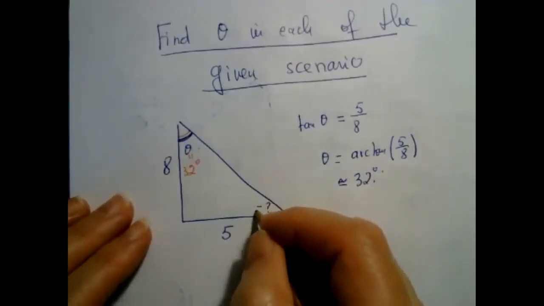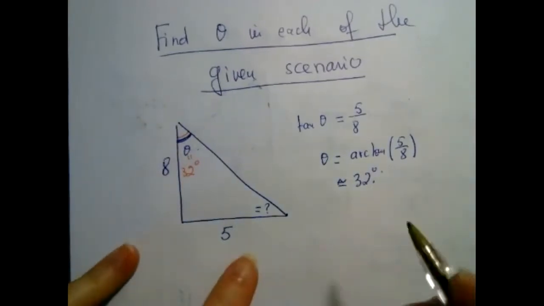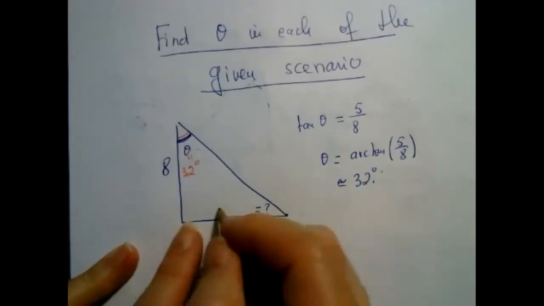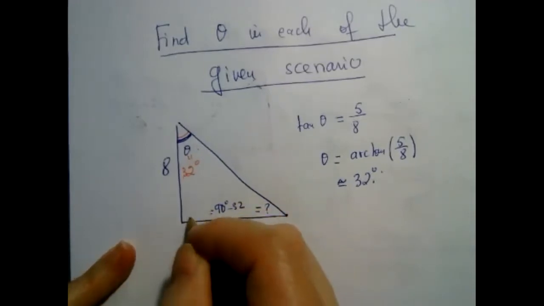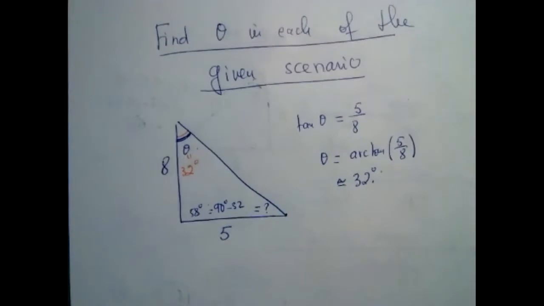Okay, so if I ask you about this angle, is this an easy or a hard question now? Easy. How much is this angle? Very quickly. How much is this angle? 58. This is 90 degrees minus 32, which gives me 58 degrees. Because the sum of the angles in a triangle is 180 degrees, this is going to give me that.